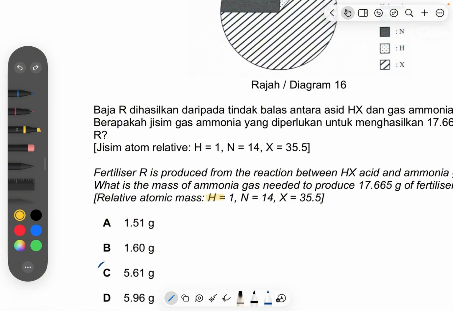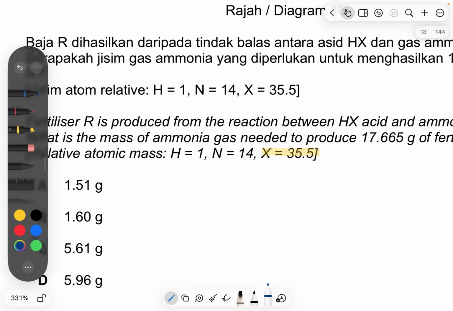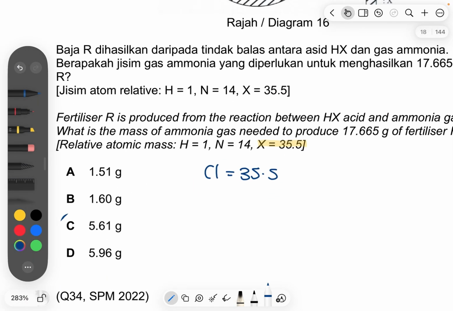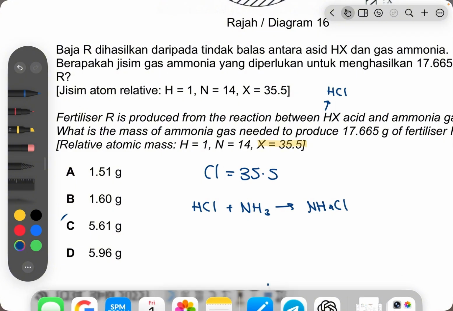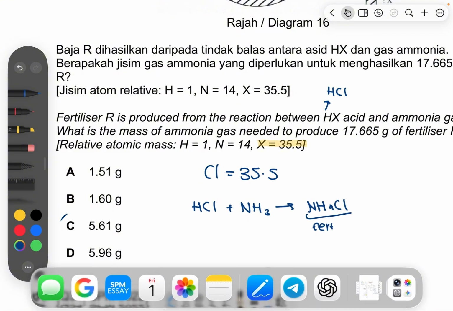Now, relative atomic mass. H is 1, hydrogen is 1, nitrogen is 14, and what is X? Here, X is 35.5. If you know, you know, but I memorized that Cl is equal to 35.5. So from then I know that HX acid is hydrochloric acid. So the reaction between hydrochloric acid and ammonia gas will produce NH4Cl, which is fertilizer R.